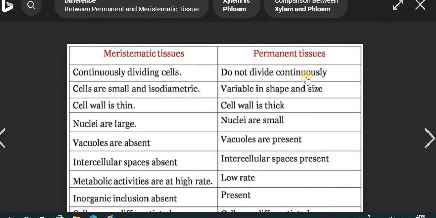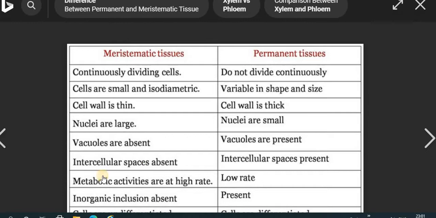does not divide continuously. In meristematic tissue, the cells are small and isodiametric. Isodiametric means the same in shape. Whereas in permanent tissue, they are variable in shape and size. In meristematic tissue the cell wall is thin, and in permanent tissue the cell wall is thick. In meristematic tissue the nuclei are very large, whereas in permanent tissue they are small. In meristematic tissue the vacuoles are absent, whereas in permanent tissue the vacuoles are present.